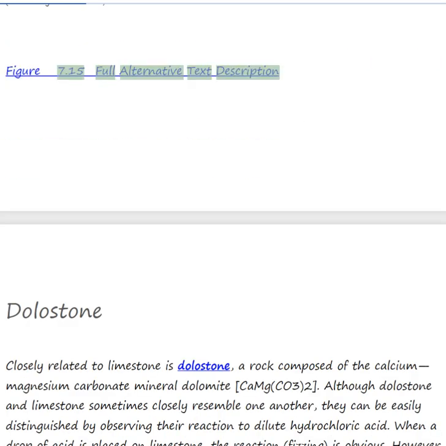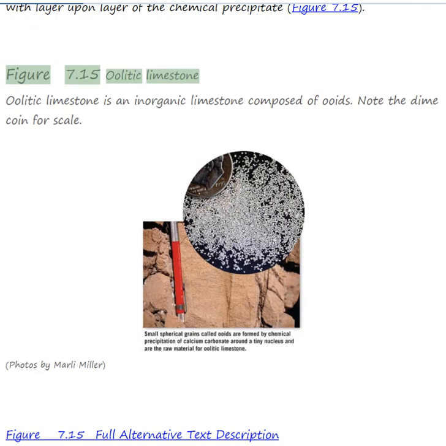Figure 7.15. Full alternative text description. Figure 7.15 Oolitic limestone.